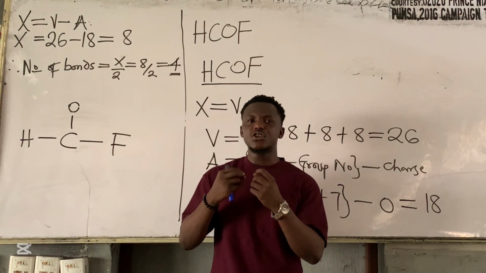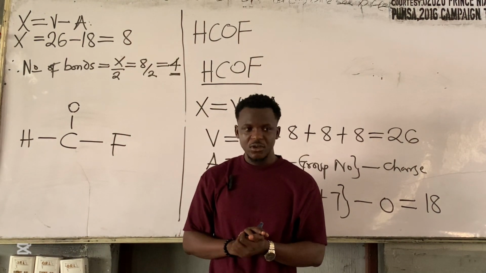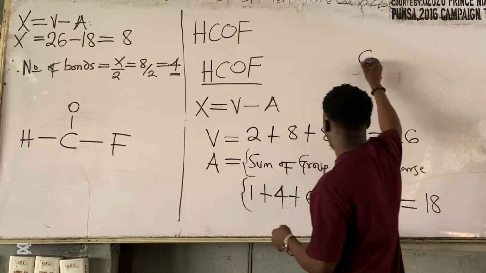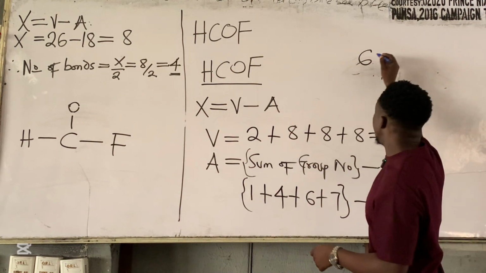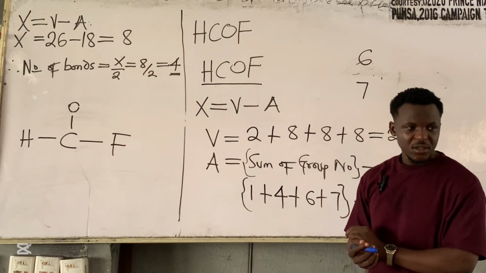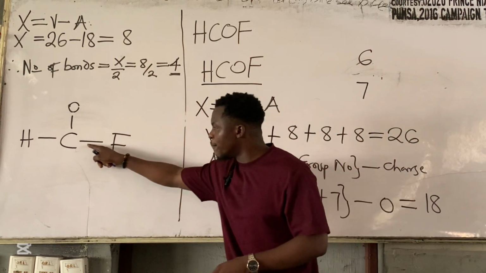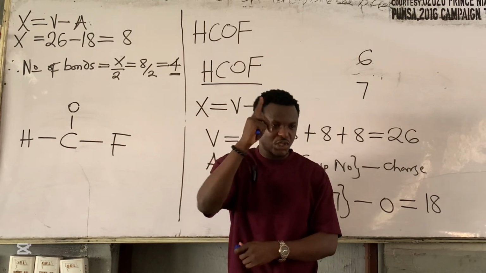Oxygen, how many electrons does oxygen need to attain octet configuration? Oxygen has 6 electrons in the outermost shell, is it not so? It needs 2 to become 8. Fluorine has how many electrons? Fluorine needs how many to become 8? So if fluorine has just 1 bond, it has gotten that 1 electron it's looking for.